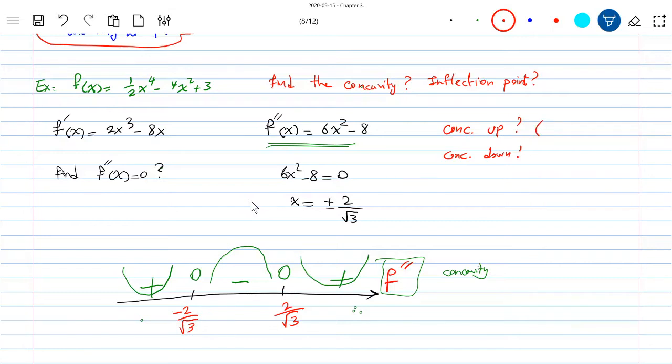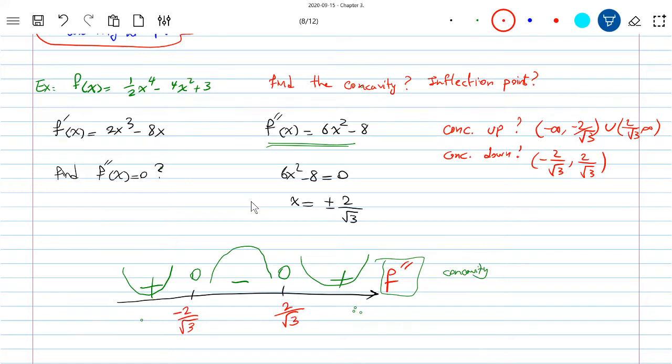Concave up happens to be at negative infinity to negative 2 over root 3, union 2 over root 3 to infinity. Concave down happens to be negative 2 over root 3 to 2 over root 3. This is where the concave up and concave down happen.